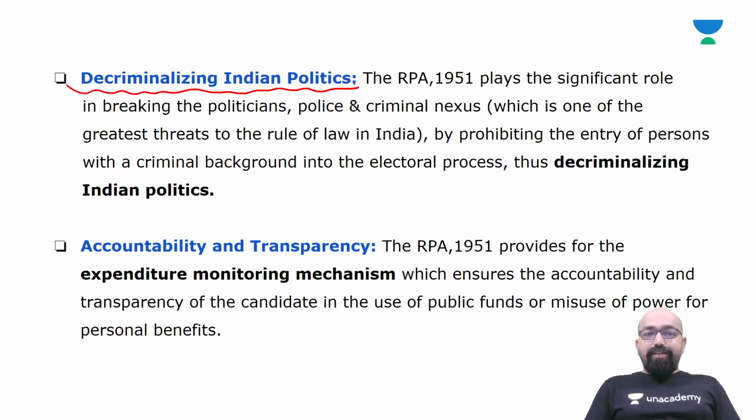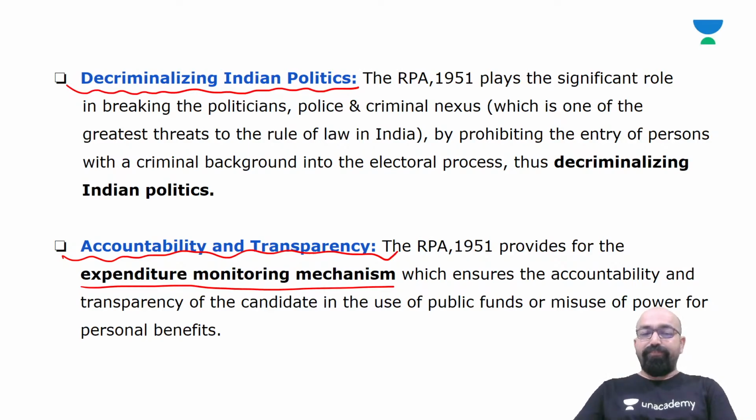Then decriminalizing Indian politics. The RPA 1951, which plays a significant role in breaking the politicians, police and criminal nexus by prohibiting the entry of persons with a criminal background into the electoral process, thus decriminalizing Indian politics. Then accountability and transparency. The RPA 1951, which provides for the expenditure monitoring mechanism, which ensures the accountability and transparency of the candidate in the use of public funds or misuse of power for personal benefits.